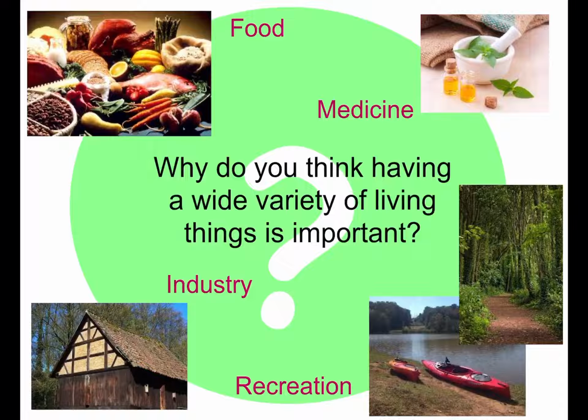Industry uses lots of different plant materials for building, and if we didn't have lots of different types of plants, then we wouldn't be able to build different materials. So some woods are better for decorative objects, other wood might be better for structural objects. And then finally, recreation. So being able to go outside into nature and be able to go for a walk in the woods, or maybe being able to go for a kayak down a river. By maintaining biodiversity, then we maintain a recreational aspect of our lives.